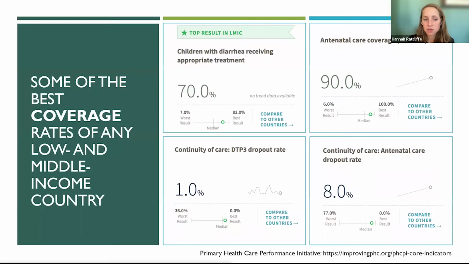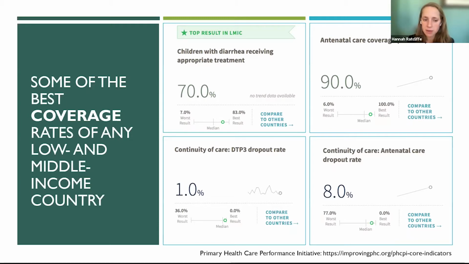Costa Rica also has some of the best care coverage rates of any low or middle income country on indicators ranging from appropriate treatment of diarrheal illness to antenatal care to vaccinations. And I know this data can be a little bit hard to read, but if you see the green dot on the bar graphs at the bottom, that represents Costa Rica in the context of all low and middle income countries. And so we really see that it's a top performer across the board.